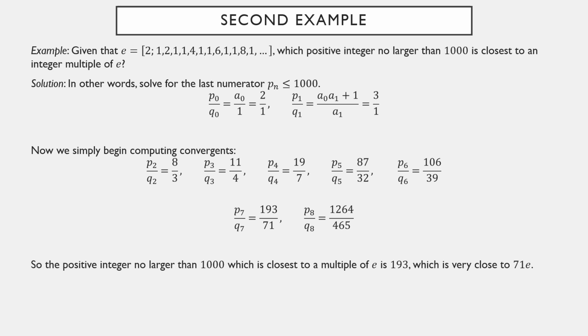So the positive integer up to and including 1,000 that's closest to a multiple of e is actually 193, which is awfully close to 71 times e. This might be a little surprising. If you keep listing out multiples of e, 72e, 73e, 74e, 75e, none of them ever get closer to an integer than 71e was to 193 until 465e is very close to 1,264. But every multiple of e from 72e up to 464e will be further away from an integer than 71e was to 193.